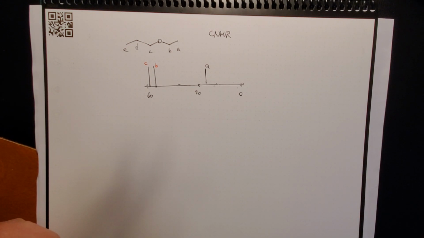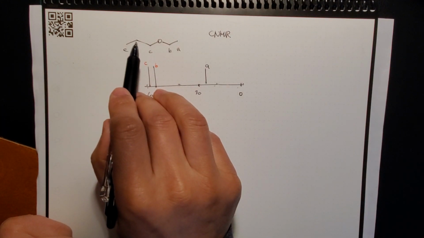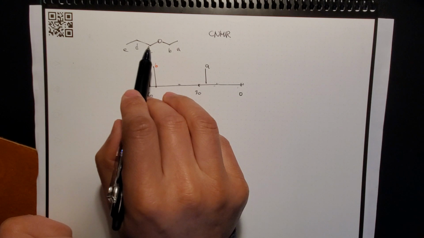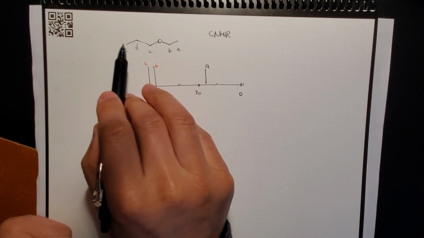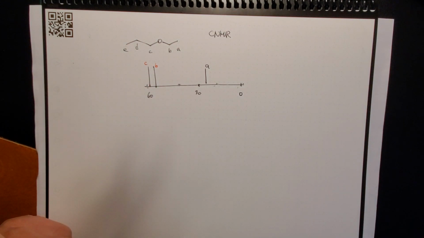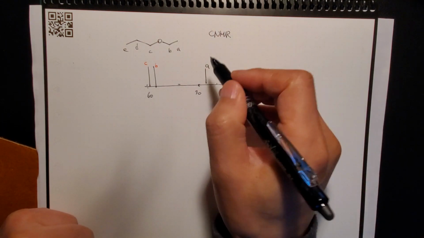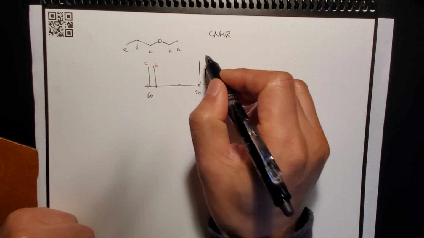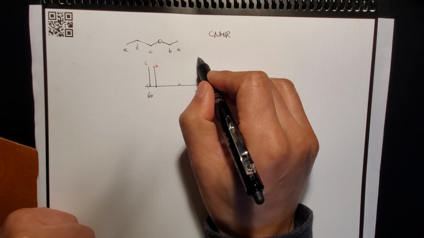Then where do you expect D? That one's next to CH2, right? And it has a carbon as a neighbor, not 3 hydrogens on it. So it's a little more de-shielded, so closer to this. This has to be your D.